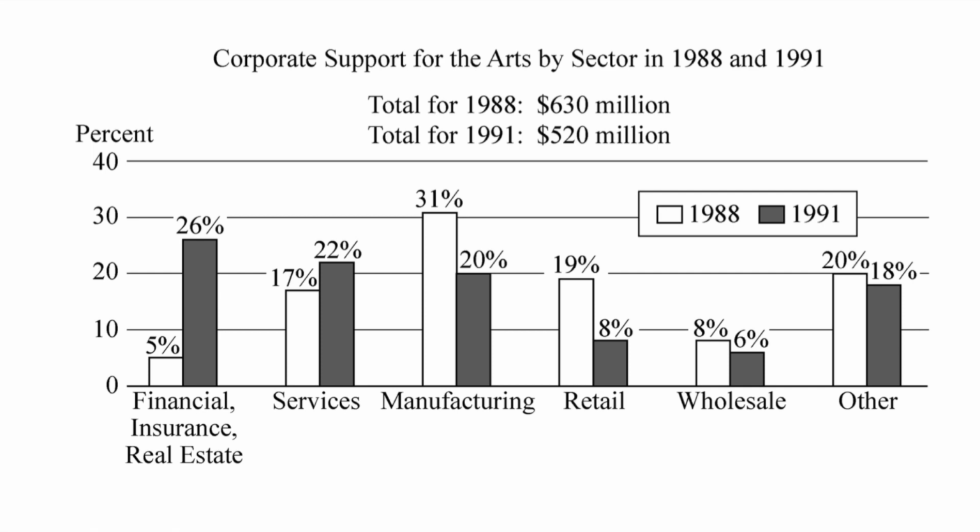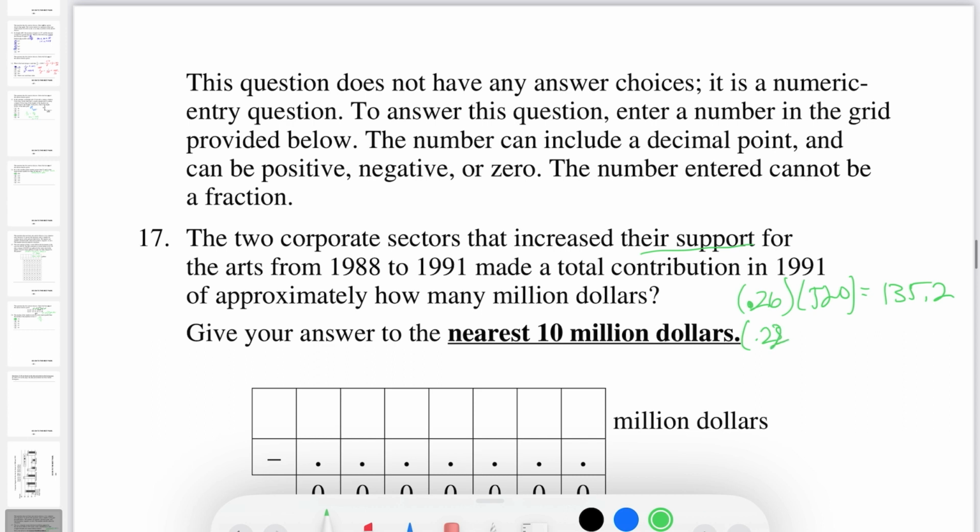services, 22% of 520 million, which is 114.4. And then we just add those together. So 249.6, but it wants our answer in the nearest $10 million. So we are going to round up to 250 million.